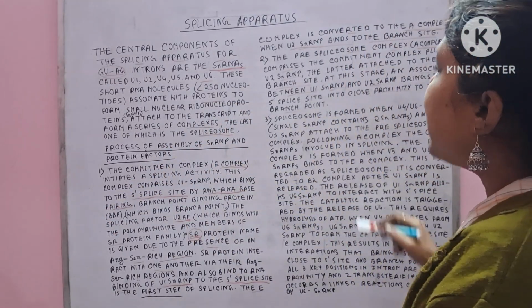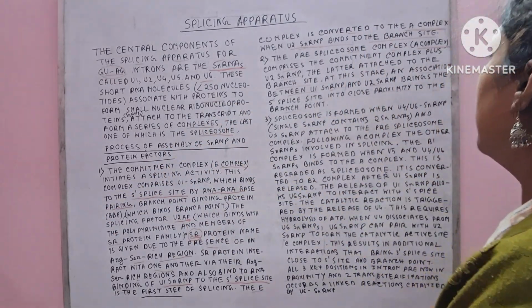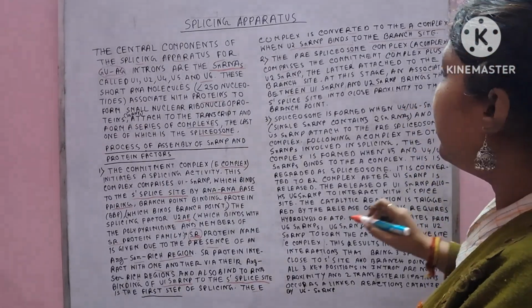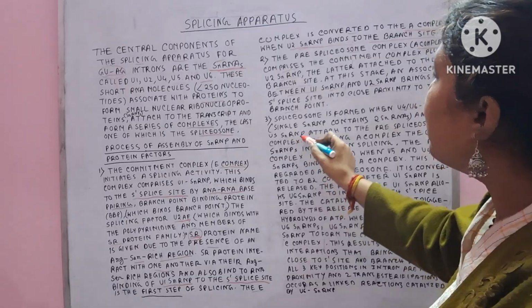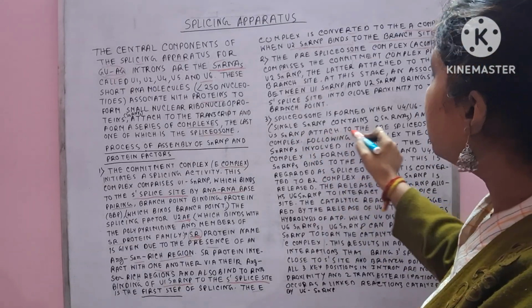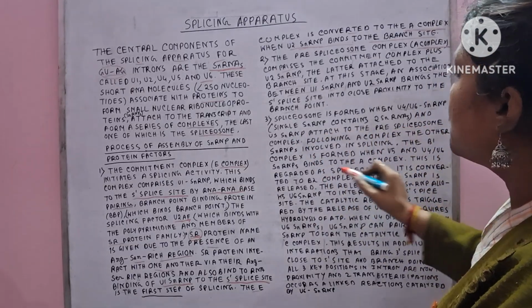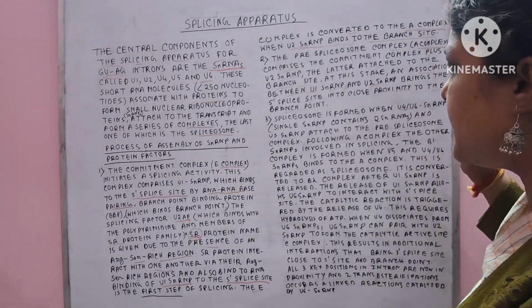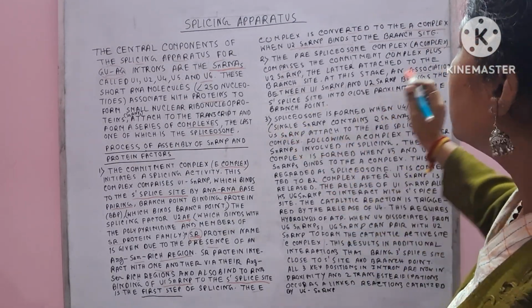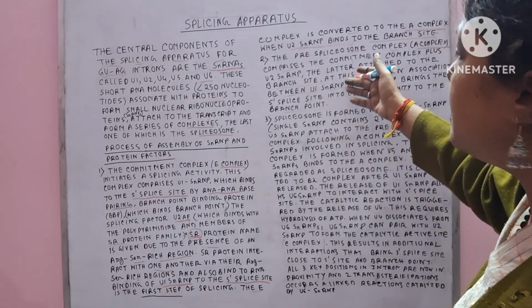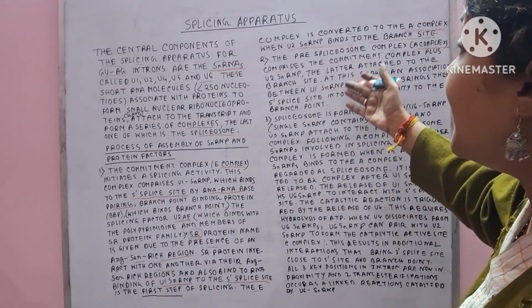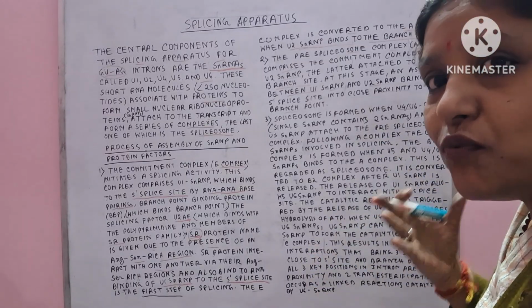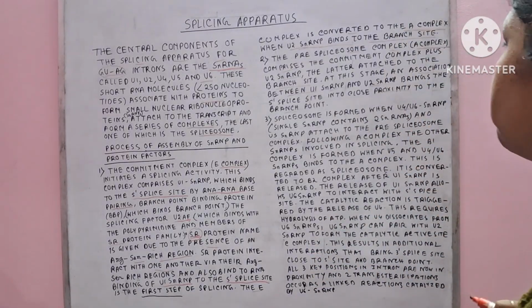Third point says that the spliceosome is formed when U4/U6 snRNP and U5 snRNP attach to the pre-spliceosome complex. So when U4/U6 and U5 bind with U1 and U2, then the spliceosome formation starts. Clear?